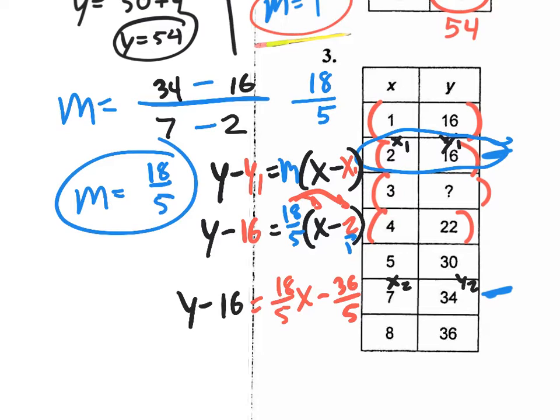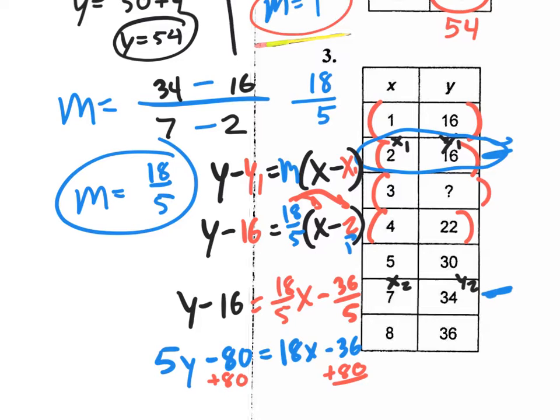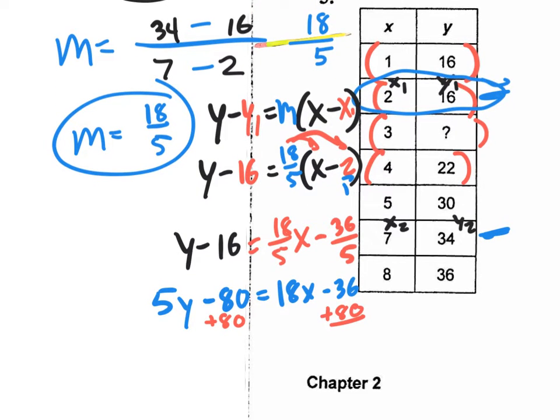Now, if you want to temporarily get rid of all fractions, you could multiply everything by 5. And if you multiply everything by 5, you'll have 5y minus 80, because 16 times 5 is 80, equals 18x minus 36. I multiplied everything by 5 just to temporarily get rid of the fractions over 5. And now let's get y by itself. So you'd go plus 80. My new equation would be 5y equals 18x plus 44.